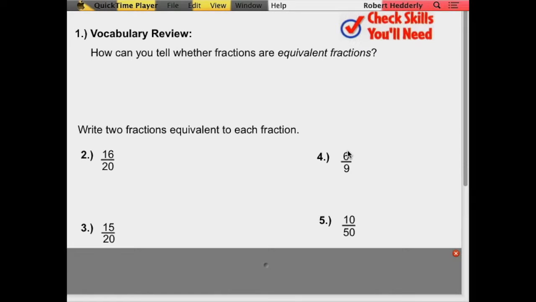Okay. Vocabulary review. How can you tell whether fractions are equivalent fractions? Who can share with the class their answer? Yes, young man.